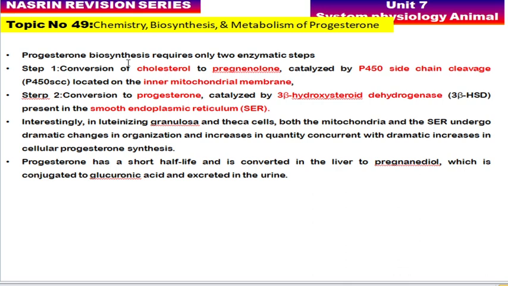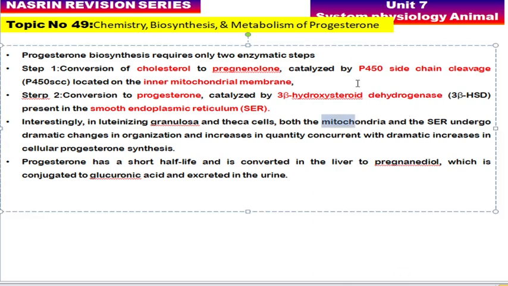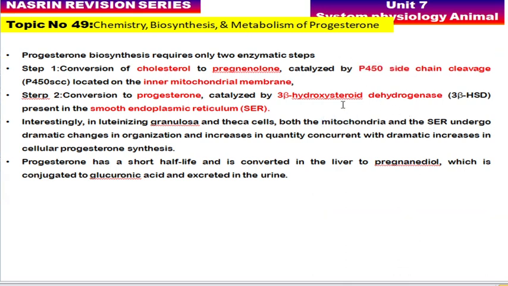in both of those cells, both the mitochondria and smooth endoplasmic reticulum will undergo a dramatic change in organization. So from the mitochondria this enzyme originates, and from the smooth endoplasmic reticulum this enzyme originates. So in the granulosa cell and the theca cell, they will undergo a change in organization in order to increase the progesterone synthesis, and since progesterone has a short lifetime, it will be converted into another compound called pregnanediol, which will be conjugated to glucuronic acid and excreted in the urine.